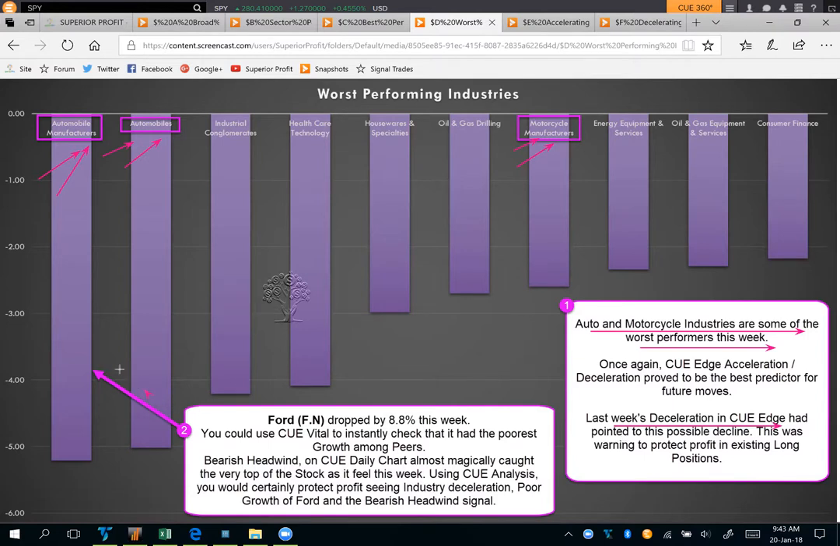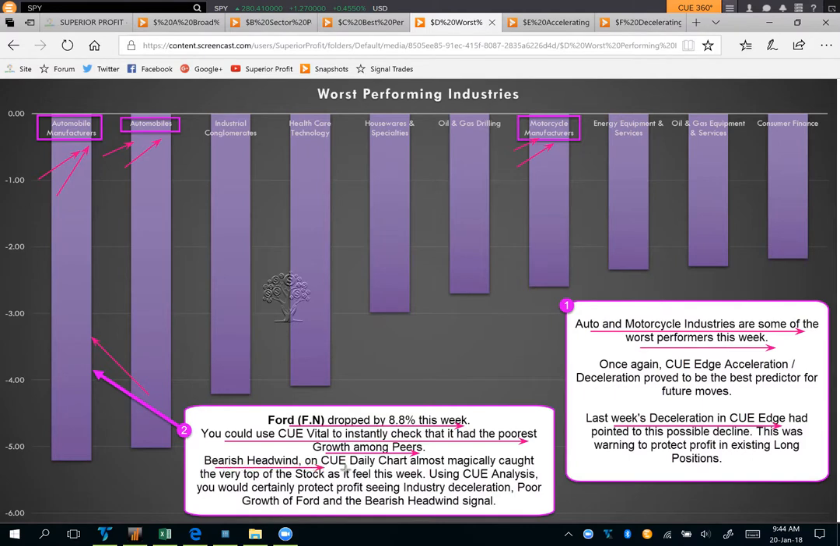One stock in automobile manufacturers, Ford, dropped by 8.8% this week. That's a very sharp drop. You could use Q Vital to instantly check that it had the poorest growth among peers. So in terms of growth, it was weak.